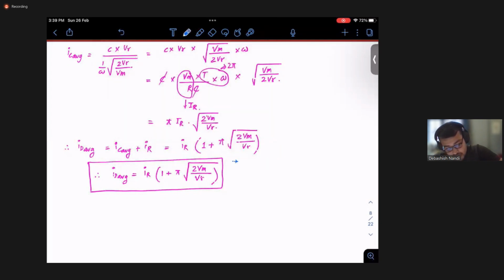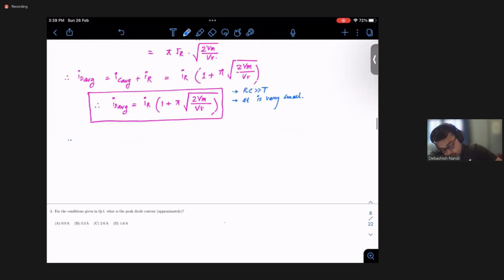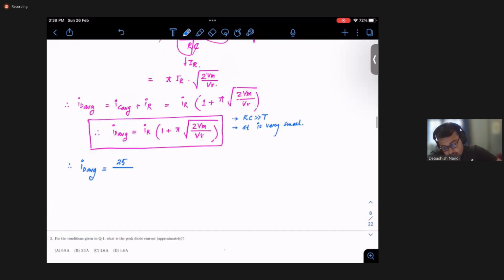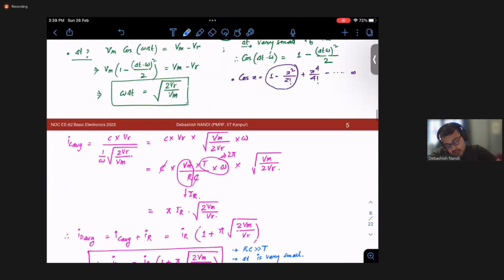We are assuming here that RC is much greater than T. Delta T is very small, right? So ID average in our question, IR we can find out simply by Vm by R. So Vm is 25. R, what is the value of R? We found out to be 500 ohms.